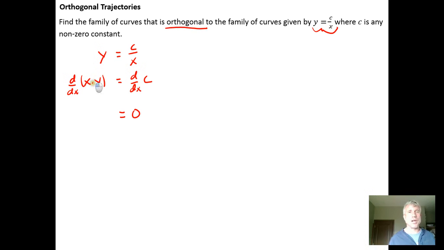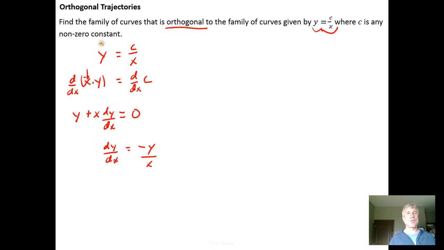So here I have the product of two functions. So to take the derivative of a product, I would just take the derivative of x times y, which is going to be 1 times y, which is y, plus the first function x times the derivative of y. The derivative of y is just going to be dy/dx, and now we can solve this for dy/dx. So we get x dy/dx equaling the opposite of y, and then dividing both sides by x, we get dy/dx equals the opposite of y over x.